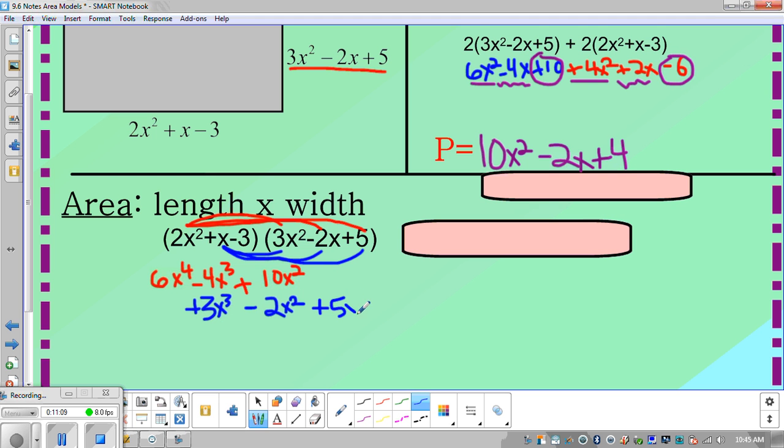I'd like to challenge you now to see if you can distribute the -3. It must get distributed 3 times. Pause the video. See if you can come up with the same 3 terms.